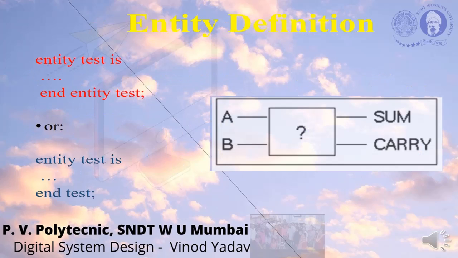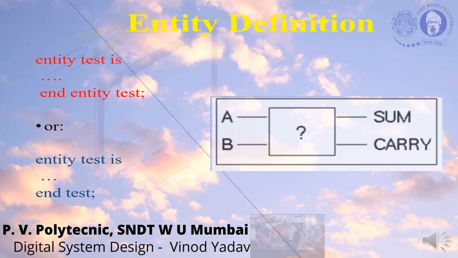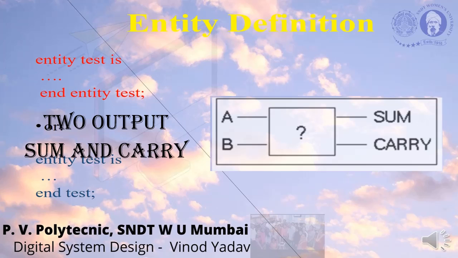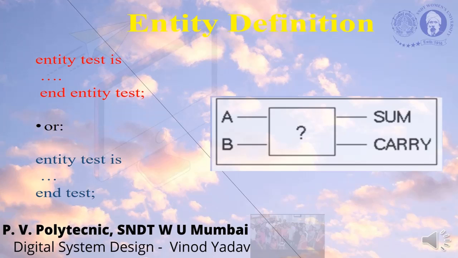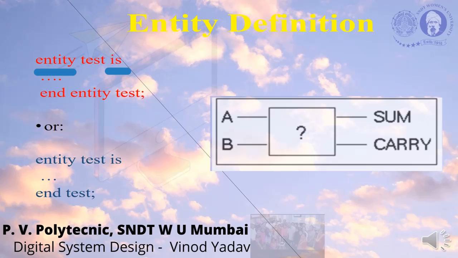Now here you can see that one two-port network has been shown to you, which is a half adder, and that half adder has two inputs, A and B, and outputs sum and carry. If you want to write the entity for this, how will we write it? You can see on your left hand side, entity test is. This is one way of declaring an entity.